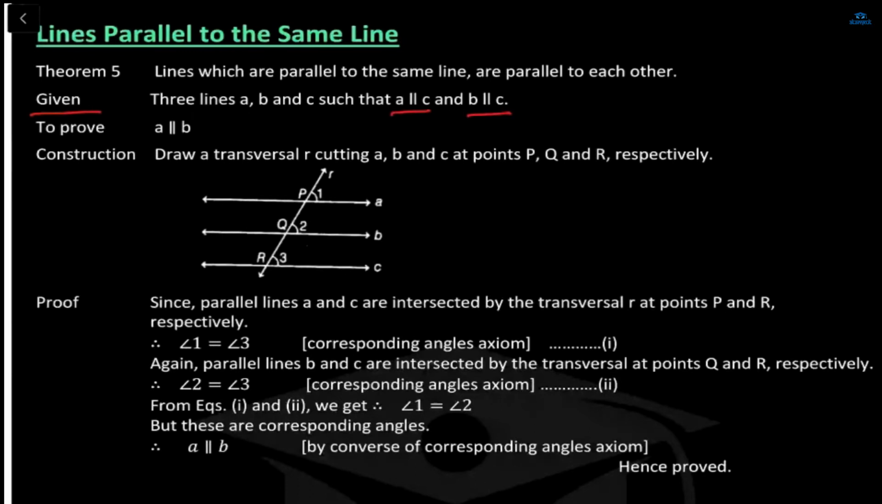Okay, if A is parallel to C, that means what? Now you can see lines A, B, C are there and a transversal crosses them. The transversal line R is cutting the line A at P, cutting the line B at Q, and cutting the line C at R. Now you can see the three angles I have marked: 1, 2, and 3. Now, if we are taking the line A, since A is parallel to C, just avoid B here. I'm just taking A parallel to C, then you have angle 1 and angle 3.